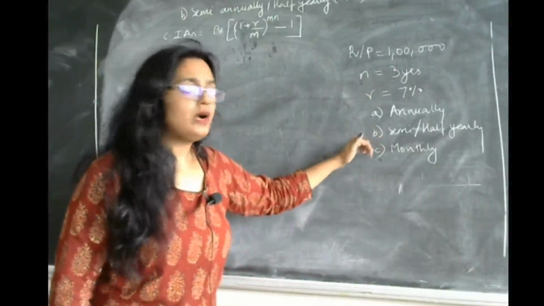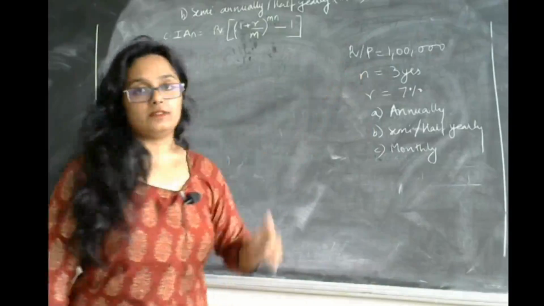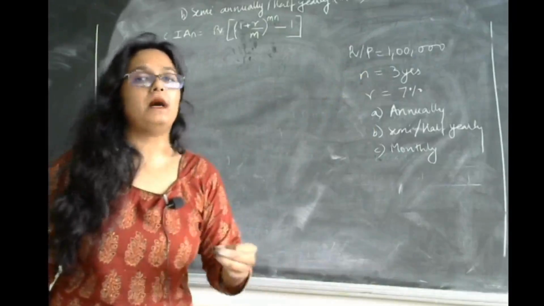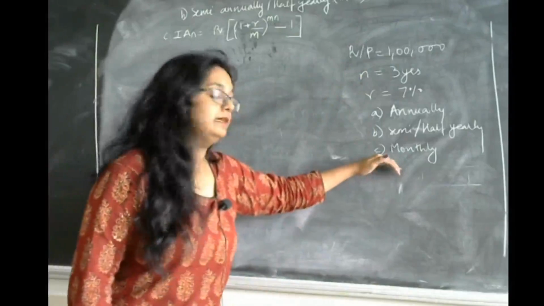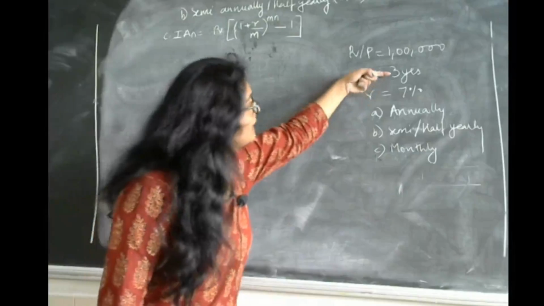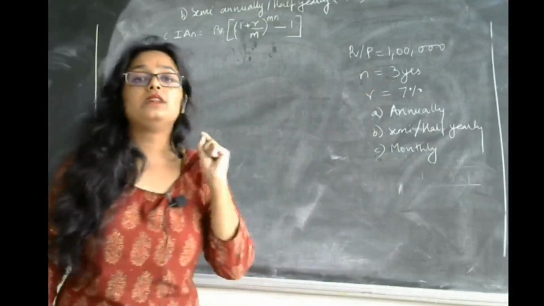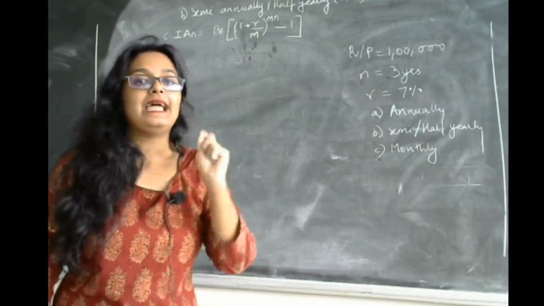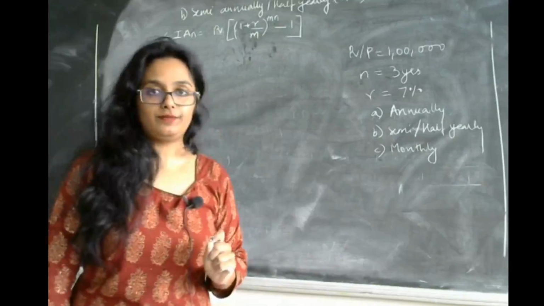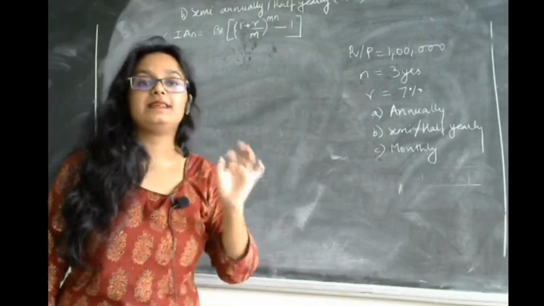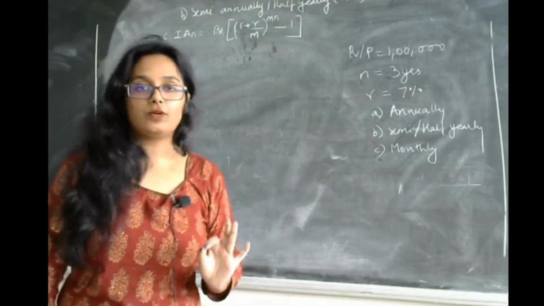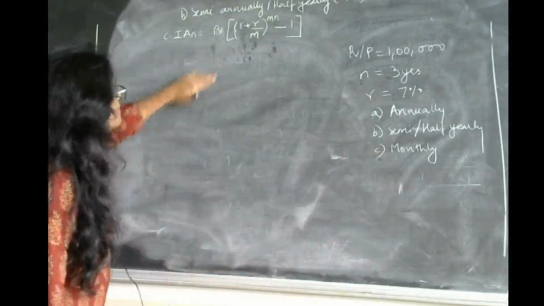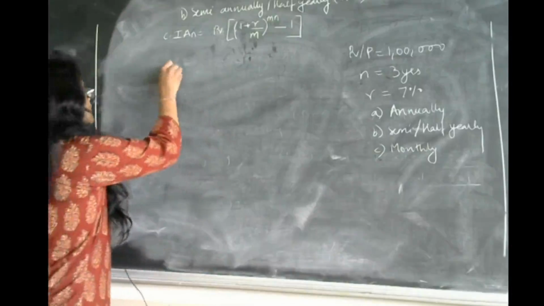Now say if you have deposited the amount for 3 years, but you are getting the interest every month, that is monthly. That time you will have to multiply this 3 years with 12, because in case of compounding monthly, the M value is 12, because there are 12 months in a year. Okay, I hope that is clear. So now let us solve this problem.